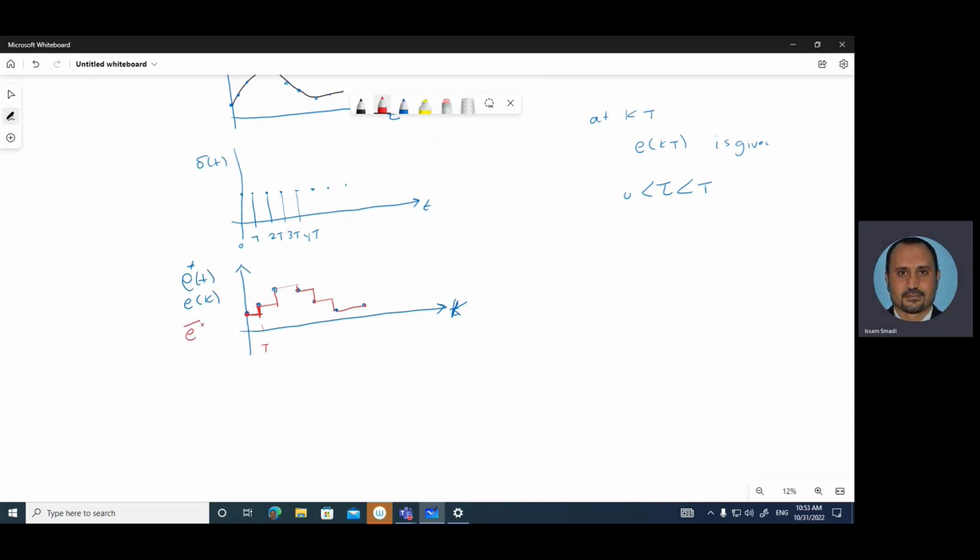E reconstructed of T. If I compare it to the actual signal, this will be the actual signal, correct? It's not equal, but it's close. So someone say, if I'm sampling at high rates, then I will get closer and closer, correct? Yeah? This is one possible scenario. So now the question that we must answer: how much sampling rate is sufficient to reconstruct the signal, correct?